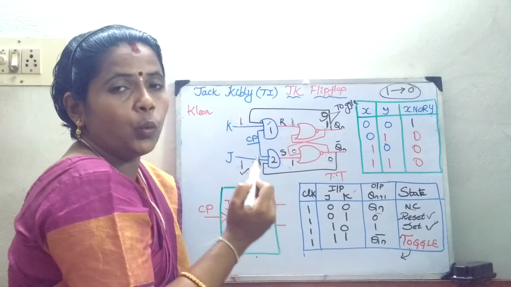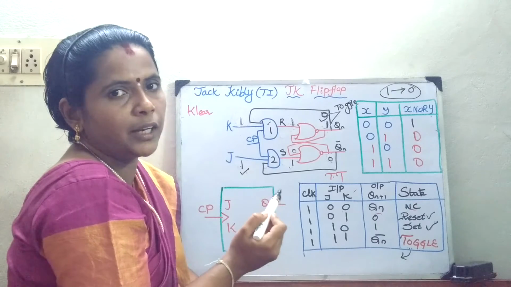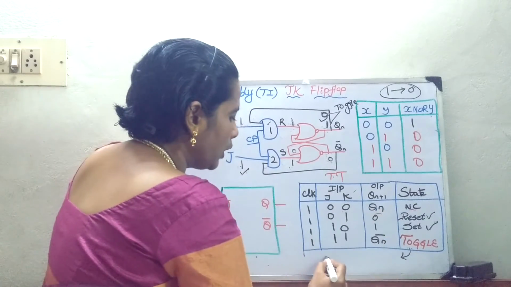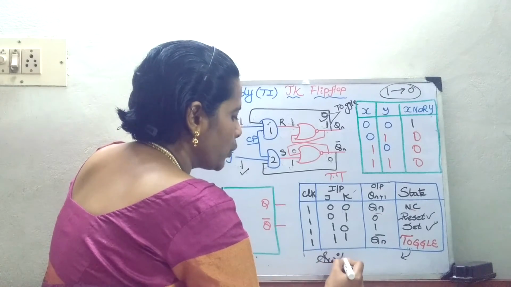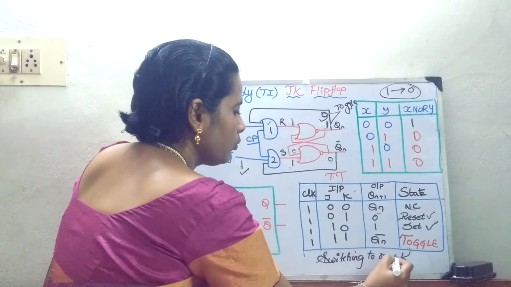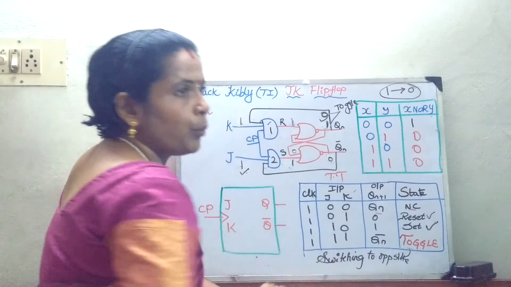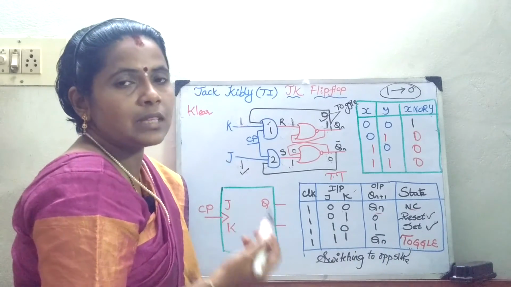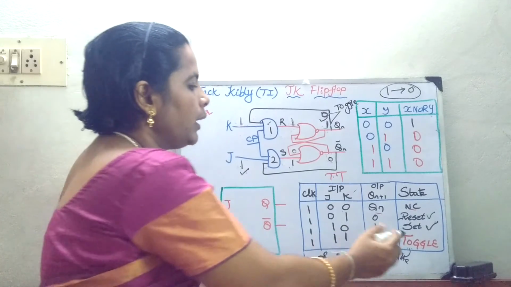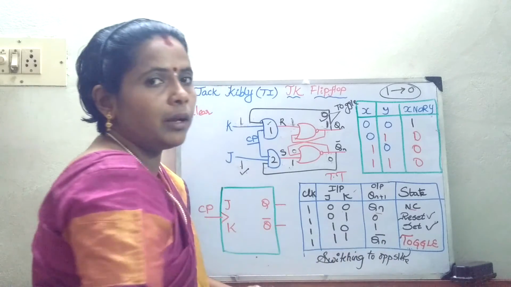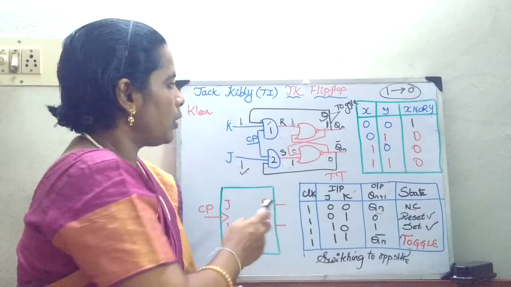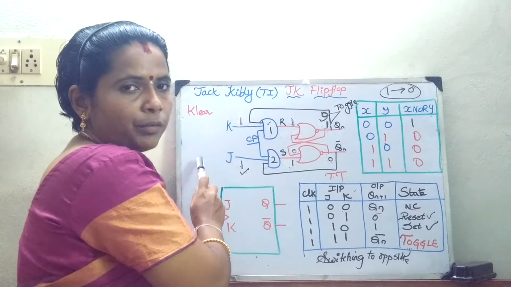Thereby we are able to overcome the indeterminate condition or the forbidden condition in the RS flip-flop. So toggling means switching to the opposite state. Thus it overcomes the disadvantage in the RS flip-flop by incorporating the toggle condition instead of the indeterminate condition. Okay, so this is the working of your JK flip-flop.